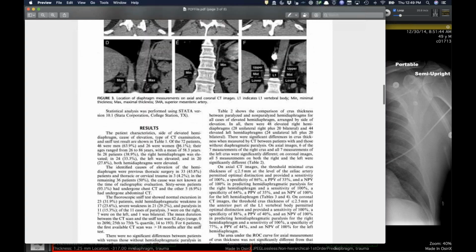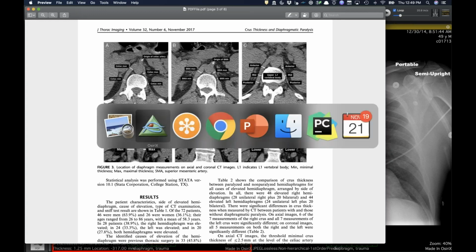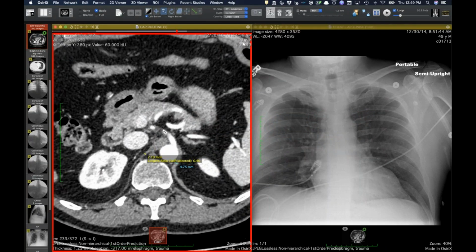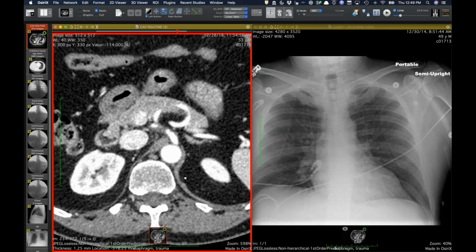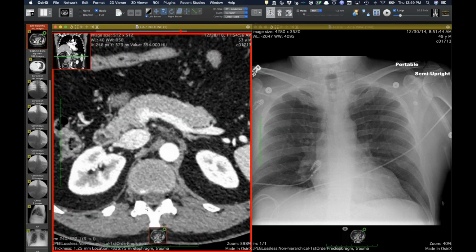So David, I don't know if you want to comment on this at all, but I like the illustrations you have in here. And I found measuring this one, I found certainly less than 2.5 millimeters on the right at the celiac, almost double that on the left. And same thing when I did the coronals.